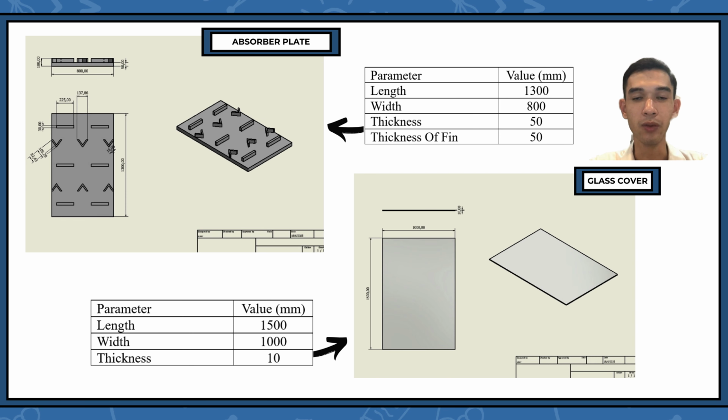For this slide, I will explain the absorber plate and also the glass cover. The absorber plate is one of the core of the system. Its high conductivity surface captures sunlight efficiently, while integrated fins enhance the heat transfer to the water. For the glass cover, a transparent cover protects the absorber plate while allowing sunlight in and reducing heat escape. It's sized to fully shield the plate with just enough thickness to balance durability and light transmission.